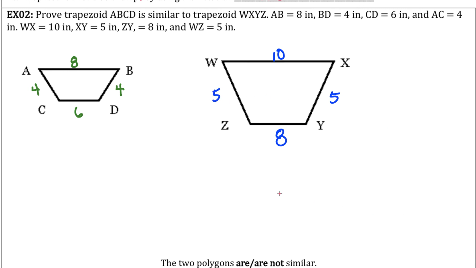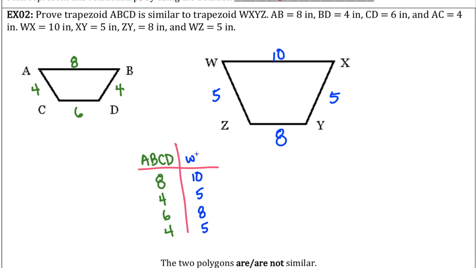Okay, so let's go ahead and make this table. So this is ABCD: 8, 4, 6, 4. I'm just going to include all of them. And then 10, 5, 8, 5. And this was WXYZ.